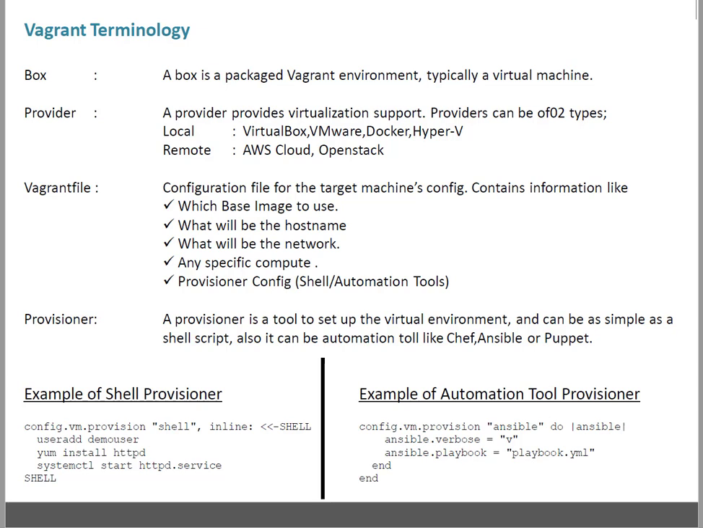Vagrantfile. As I mentioned, the Vagrantfile is the heart. Basically, all the configuration is saved in the Vagrantfile. So what kind of configuration is saved in the Vagrantfile? That is, which base image or which box to be used.